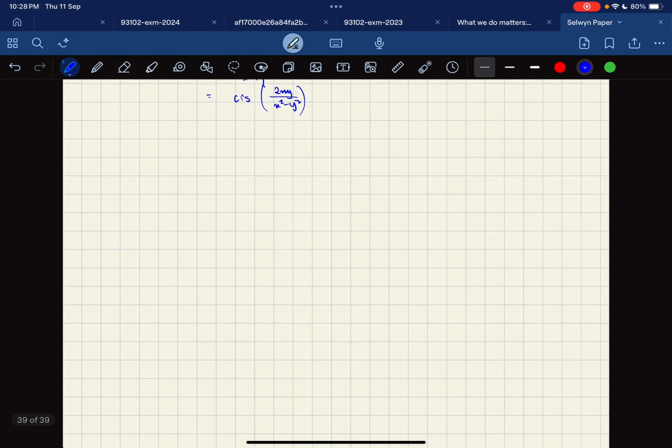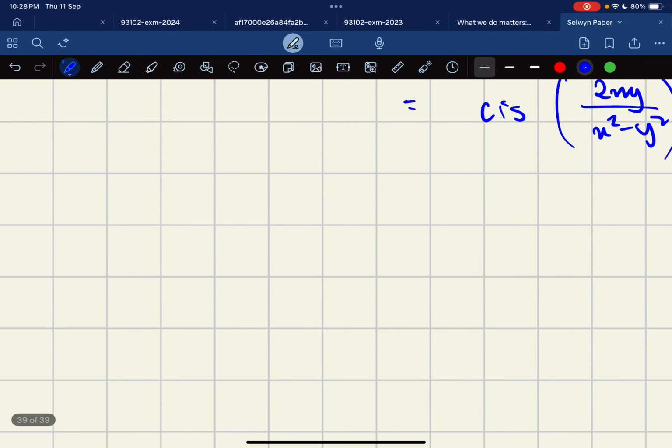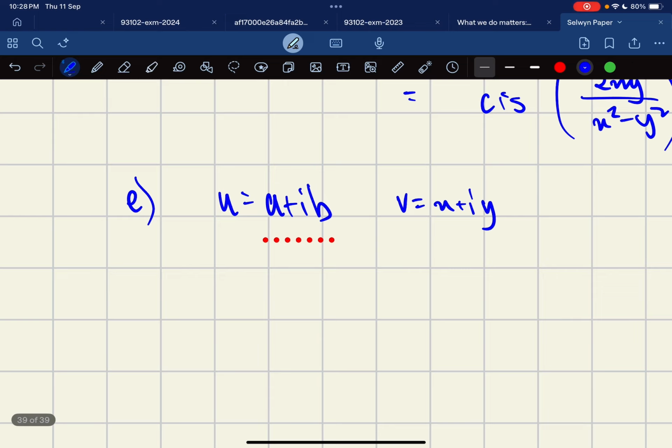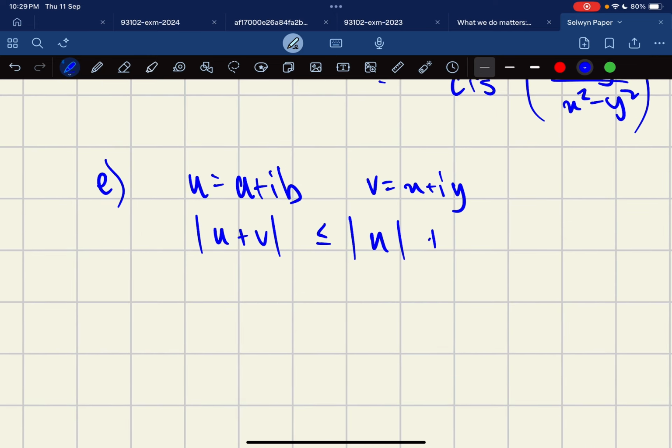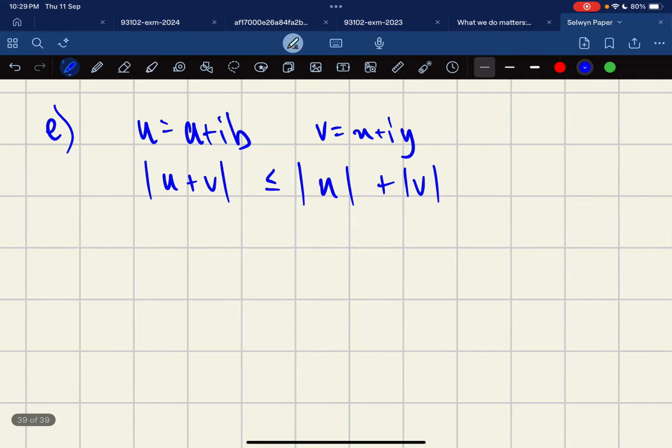Okay, the next question is for two complex numbers. So this is part E. Two complex numbers, u equals a plus ib, and v equals x plus iy. Show that this inequality exists: the modulus of u plus v is less than or equal to the modulus of u plus the modulus of v. Okay, so again, we just need to substitute all these in and then prove that it is true. So you're just trying to simplify this as far as possible, in my opinion.